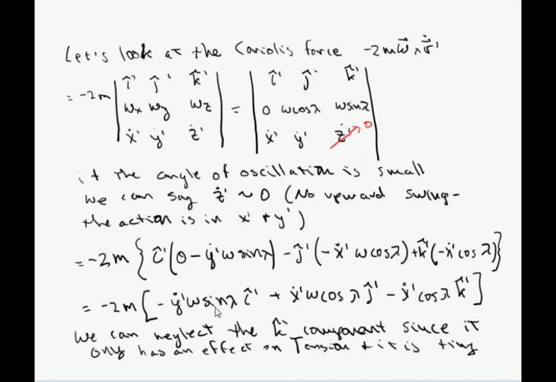And so this is our answer, and we get minus y dot prime omega sine lambda times i hat prime, plus x dot prime omega cosine lambda j hat prime, minus, and this is the third guy, x dot prime cosine lambda k hat prime. And we're going to neglect the k hat prime term because we're only interested in what's happening in the xy plane, and this guy is only going to affect the weight of the pendulum bob, and it's going to be a very tiny effect, like 0.1% or something like that, and so we'll be able to let this guy go as well.